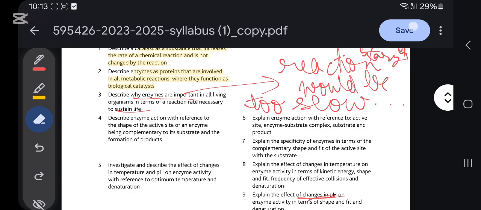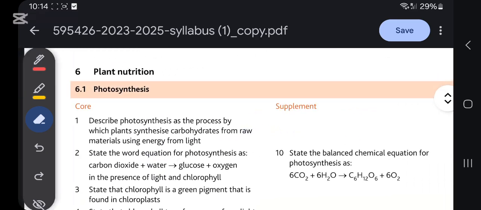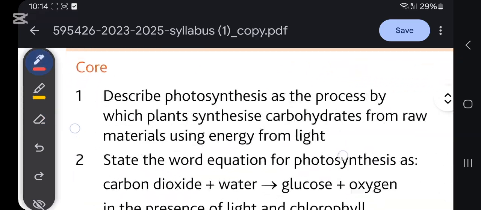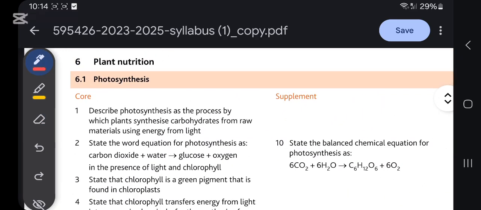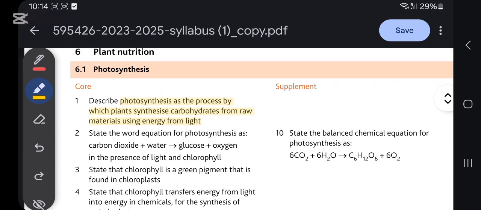Okay, now moving on to plant nutrition, which is a bit bigger than the topics we just did, like biological molecules and enzymes. Basically, photosynthesis is a process by which plants synthesize carbohydrates from raw materials, using energy from light. They take the energy from the light, and they make their carbohydrates from whatever raw materials they have. So what is the reaction?